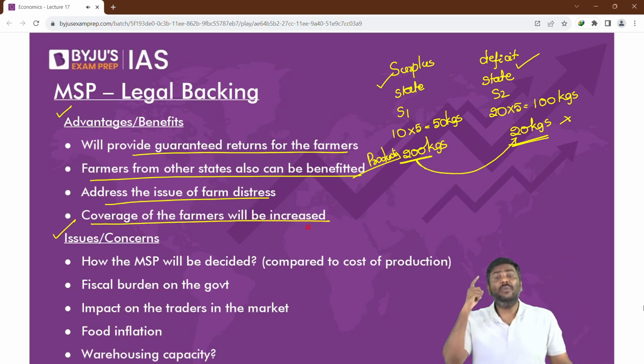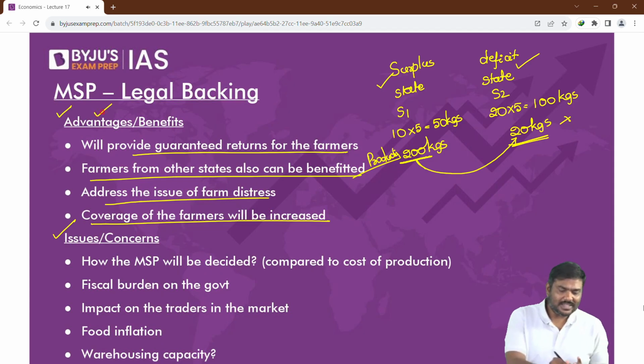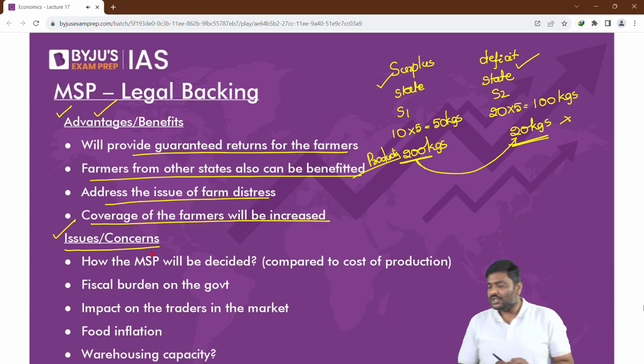Coverage of the farmers, that is how much money they will earn. How many farmers will be covered under this? Right? Overall in India, the coverage of the farmers will be improved because of this. These are certain advantages.